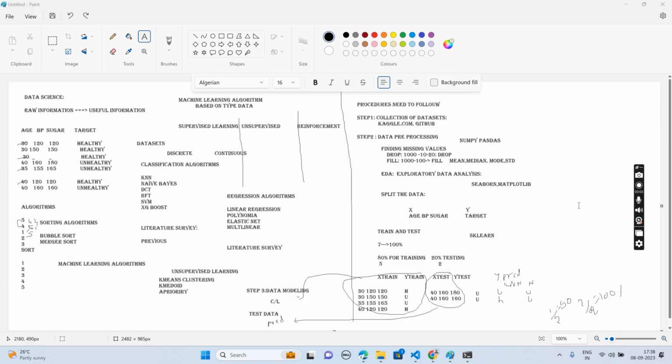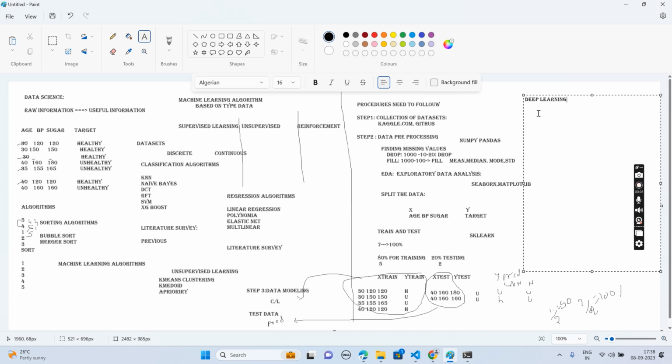Okay. So now I have told you about the machine learning algorithms: supervised learning, unsupervised learning, and reinforcement learning. Similarly, now I am going to apply it for deep learning. What happens if you are going to use deep learning algorithms? What is a deep learning algorithm?